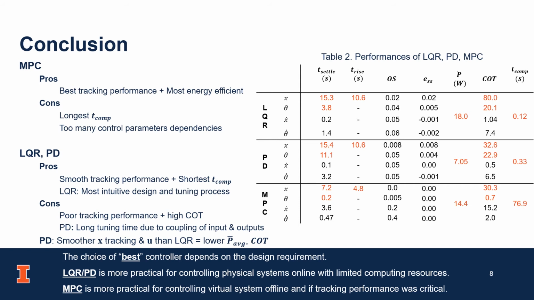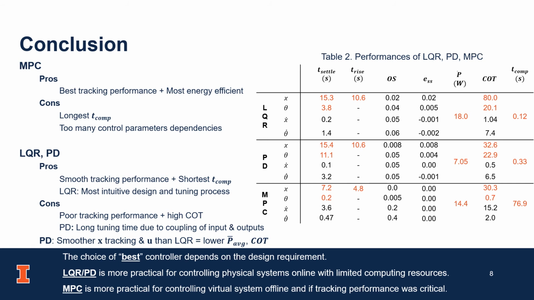The LQR and PD both had smooth tracking performances with the shortest computational time. The short computational time was expected since the equations were all linear and did not require predictions of the plant model. The LQR had the most intuitive design and tuning process since it required only 2 relevant control parameters, the Q and R matrices, without worrying about the coupling effect between the inputs and the outputs. However, the PD took a long tuning time due to coupling effects of the inputs and the outputs.